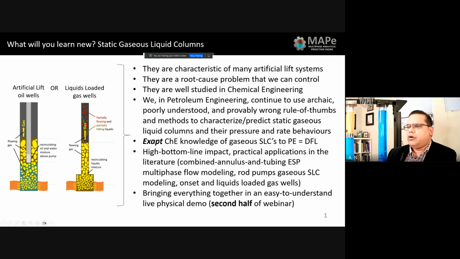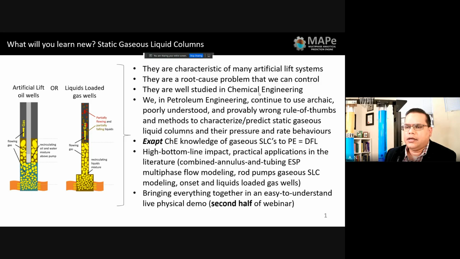So this particular problem is well studied in chemical engineering literature. But however, in petroleum, we're a little bit late to the game, and we still continue to use archaic, very poorly understood and easy to prove wrong rule of thumbs and methods to characterize and predict these static gaseous liquid columns and their pressure and gas fluid behaviors.